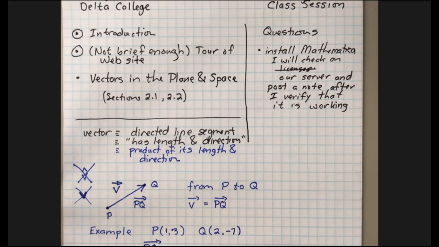By traveling from P to Q, I'm at position 1 in the first slot, and I'm at position 2 in the second slot. So to go from P to Q, I will have to take one step in the first slot, plus 1. I won't write the plus. In the second coordinate, the second slot, I'm at position 3.